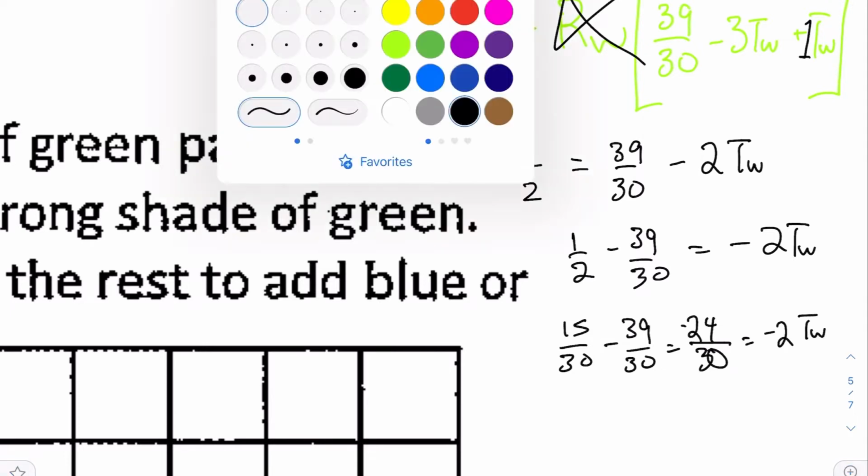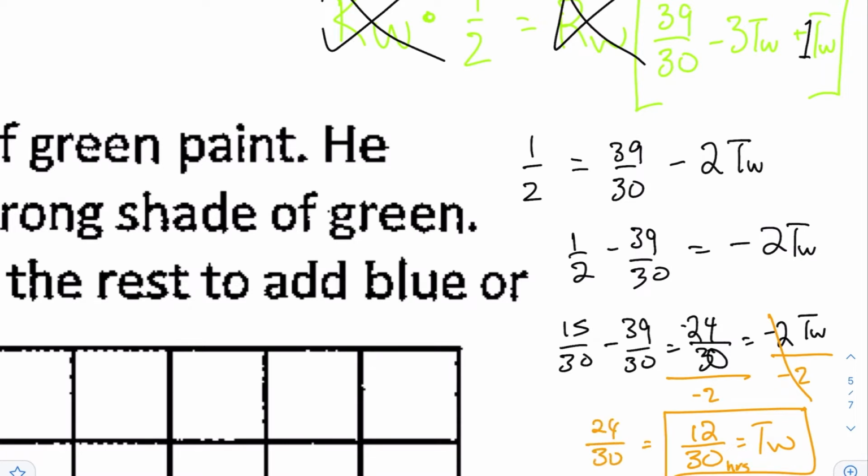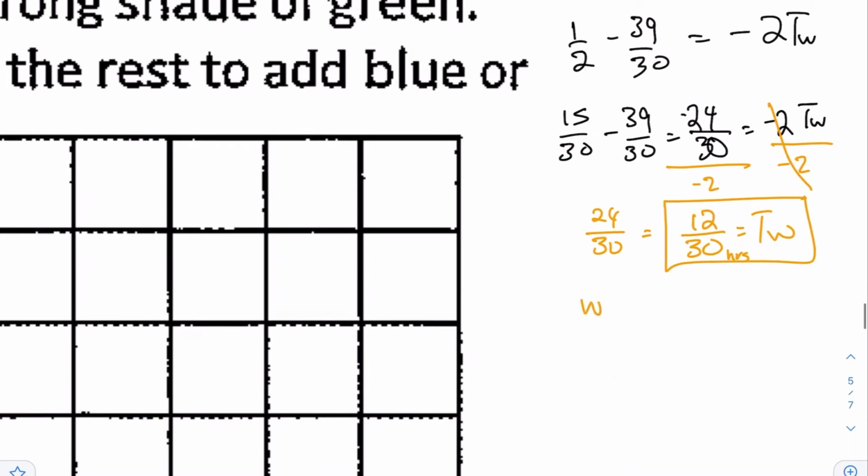From here, you can divide both sides by negative 2. And here you just divide the numerator by negative 2, and you get 12 over 30 is equal to TW. So this will give you the walking time. And if you want to put this in, this is in hours. This is really 24 over 30. So you get the walking time is equal to 24 minutes.